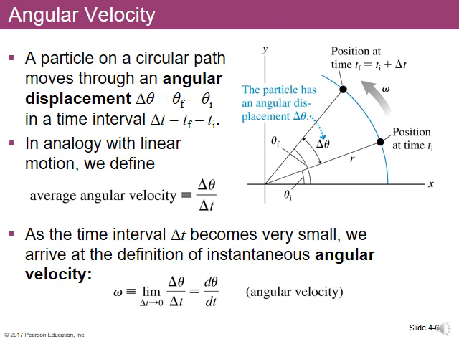We can even find a relationship for the instantaneous angular velocity. Again, if you remember, for linear velocity, velocity was equal to the derivative of the position. Well, it's really the same thing for angular velocity. Angular velocity, which is given this symbol omega right here, is equal to the derivative of the angular position.